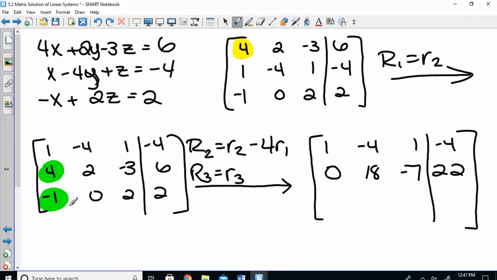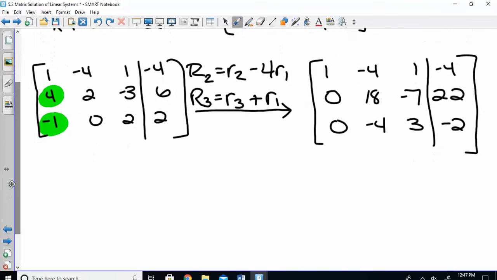We could also go ahead and change row 3 here. So row 3 equals row 3. It is a negative 1, so we just have to add 1 of row 1. So negative 1 plus 1 is 0. 0 plus negative 4, negative 4. 2 plus 1 is 3. 2 plus negative 4 is negative 2.